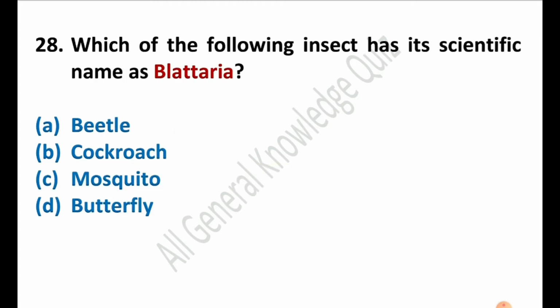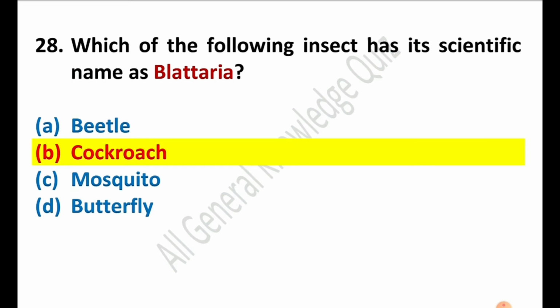Question number 28. Which of the following insect has its scientific name as Blattaria? Option A, beetle. Option B, cockroach. Option C, mosquito. Option D, butterfly. The answer is option B, cockroach. Cockroach has its scientific name as Blattaria.